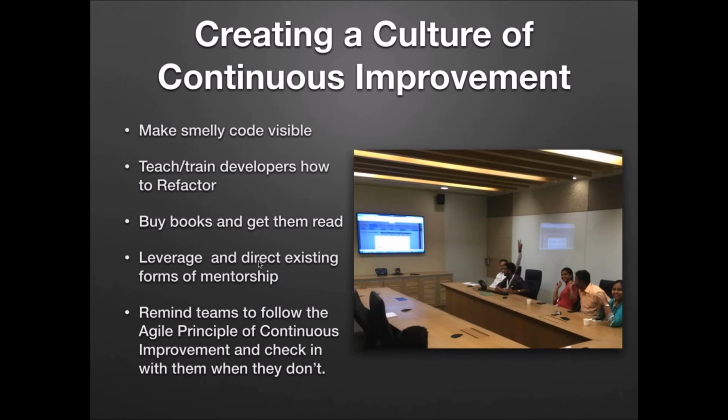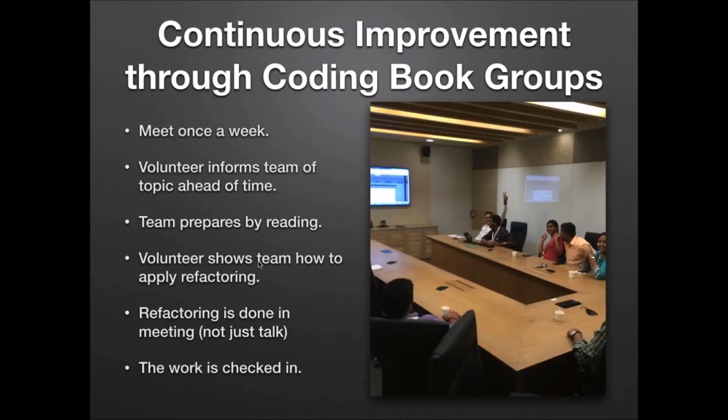So now how do we get this working? How do we get started on this? You want to make your smelly code visible using some kind of information radiator. Show something from SonarQube on some frequency, at least once a sprint. You want to teach your developers how to refactor. You should give them something to learn refactoring from, like a book. You want to get your development staff, your technical leads, to learn how to do this too so that they can mentor them. And you want to remind your teams to follow the Agile principles of continuously improving.